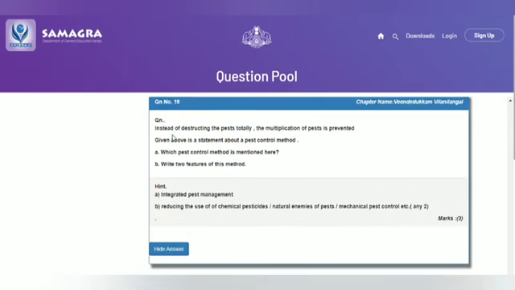Question number 19. Instead of destroying the pest totally, multiplication of pest is prevented. Given above is a statement about a pest control method. Which pest control method is mentioned? That is integrated pest management. Write two features of this method. Reducing the use of chemical pesticides, natural enemies of pests, mechanical pest control.